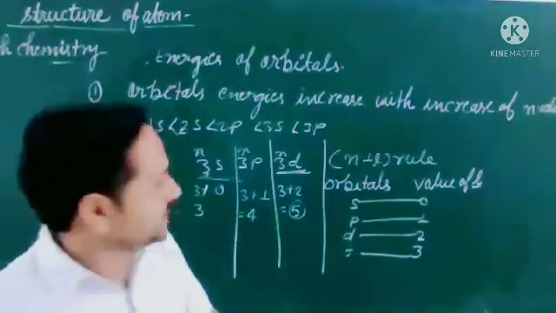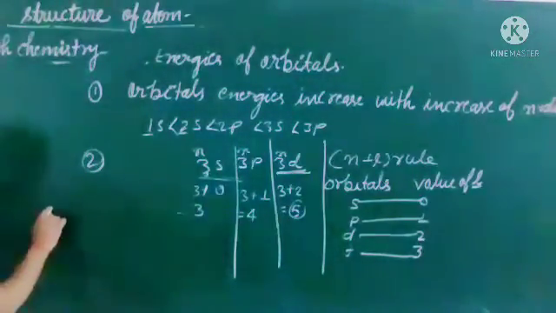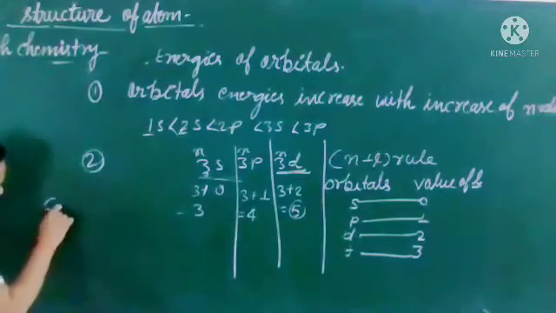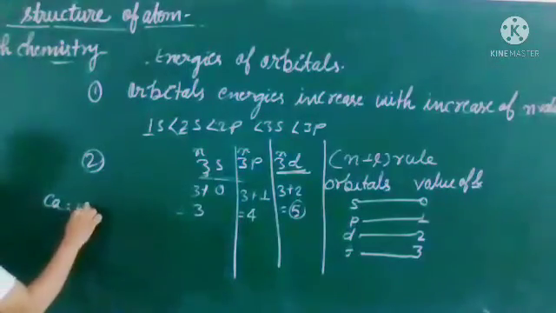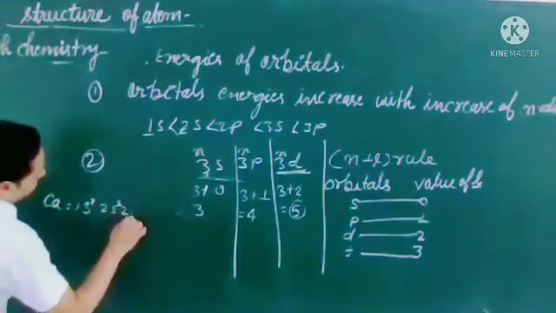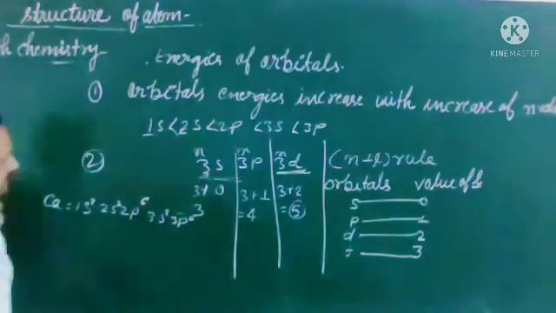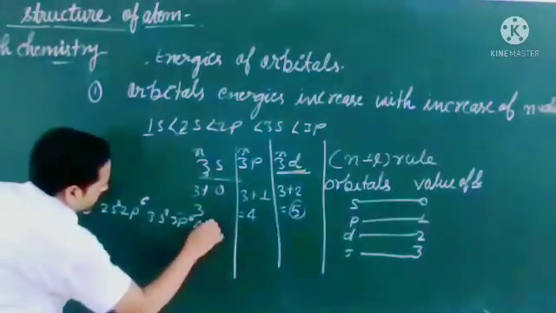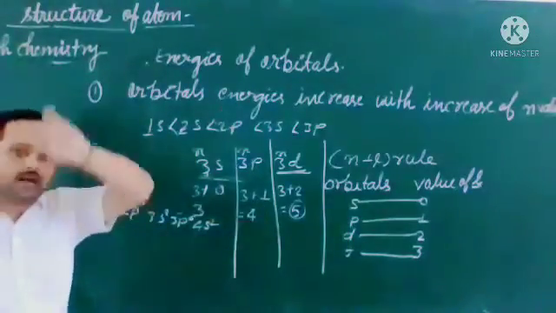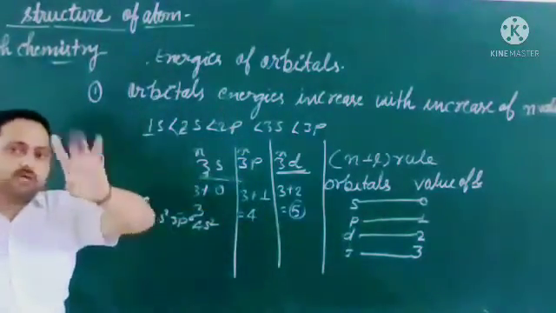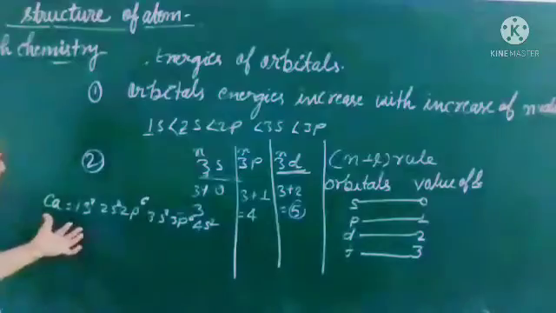Let me give you an example. If we write the electronic configuration of calcium, it is 1s2, 2s2, 2p6, 3s2, 3p6, and then 4s2. You got it? 4s2. In this case, we can write it very simply.